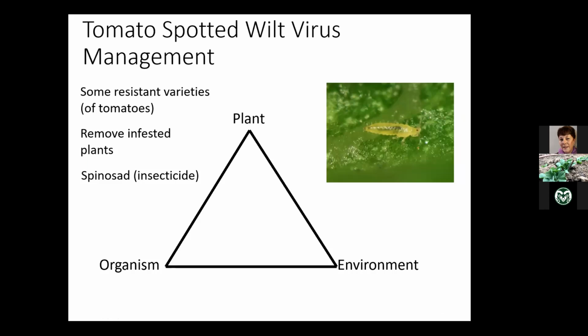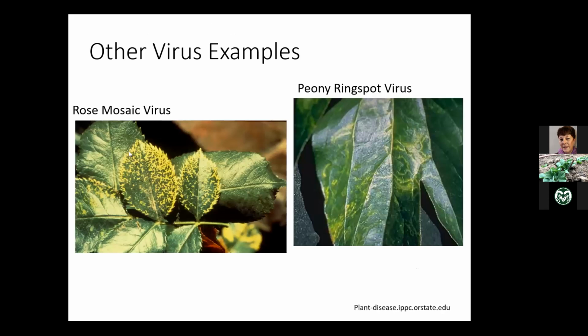Some other virus examples that we see, like rose mosaic virus. I showed this one at the beginning this morning, and so we could see this. We also have peony ring spot virus over here, and I've seen that a couple of times. I don't know as there is a good test for that one, but again, the symptoms are pretty distinctive.